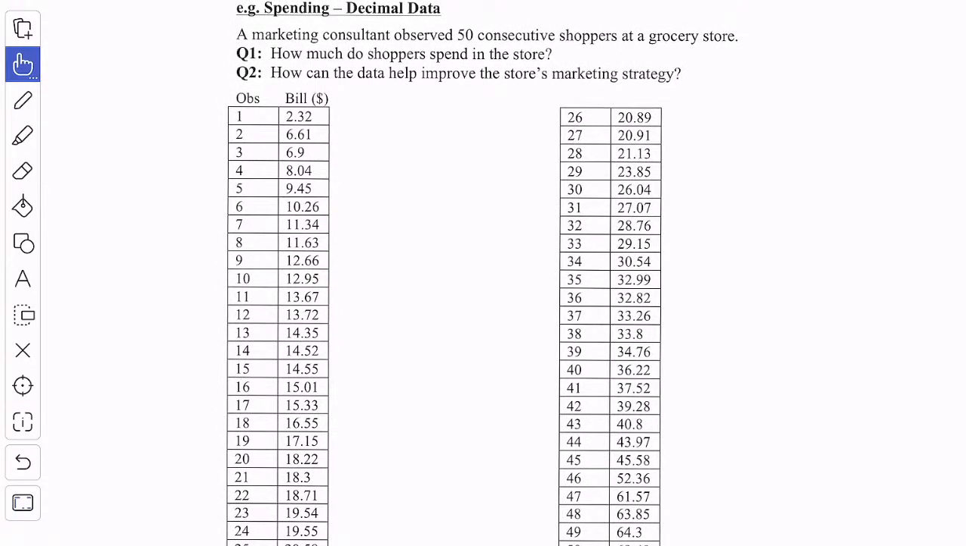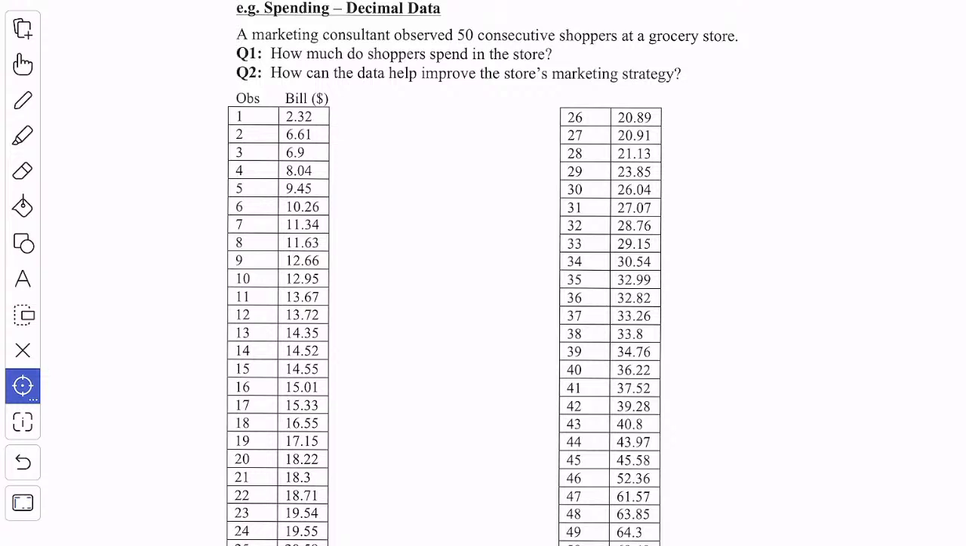Here are my data, right? Data is a plural term. So what I have here is the data, or all the data, for shoppers. 50 shoppers, 50 consecutive shoppers at a grocery store. So I put the data in order of occurrence.